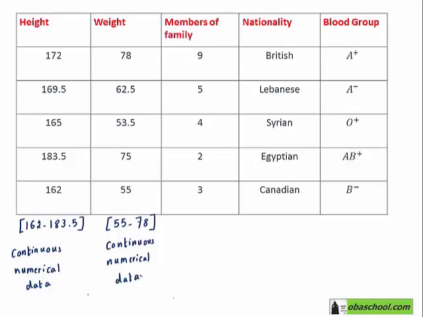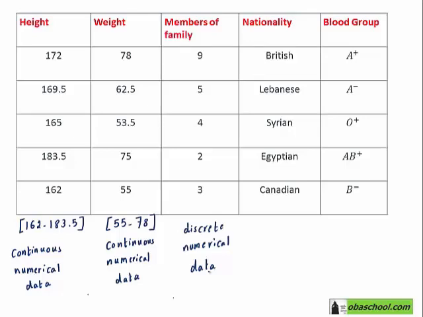So when it comes to the members of the family, it is safe to say that they are discrete numerical data. Again, they're discrete and not continuous since you cannot say that a family has 7.5 members or 3.5 members. There should be whole numbers. So when it comes to the members of the family, we have discrete numerical data.